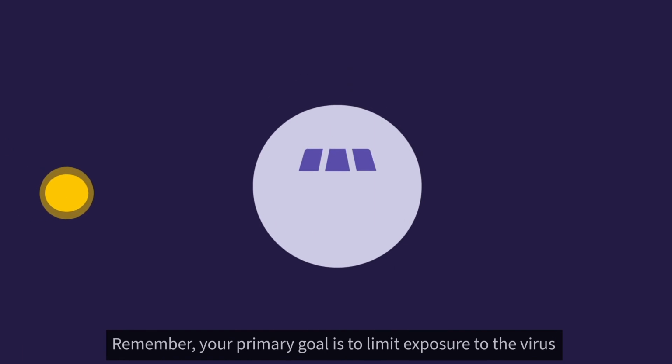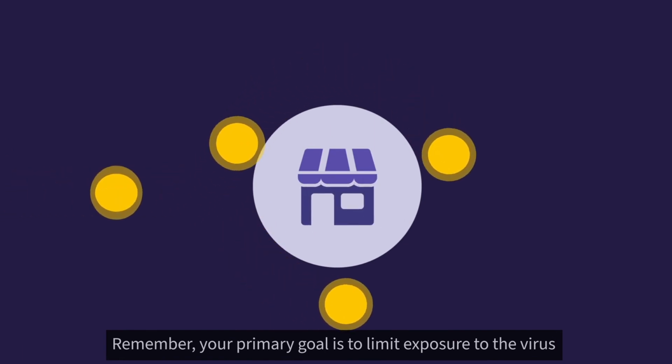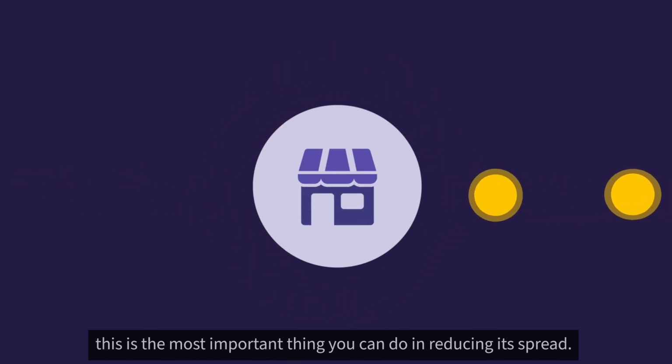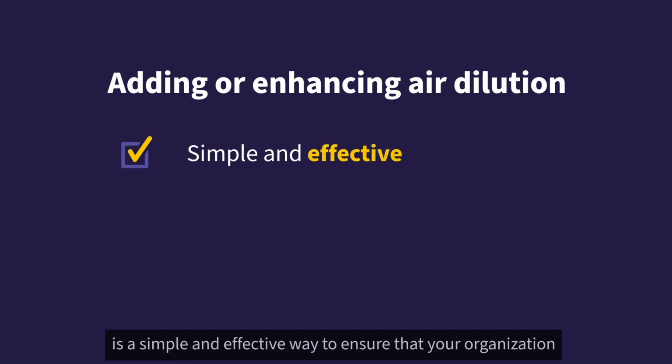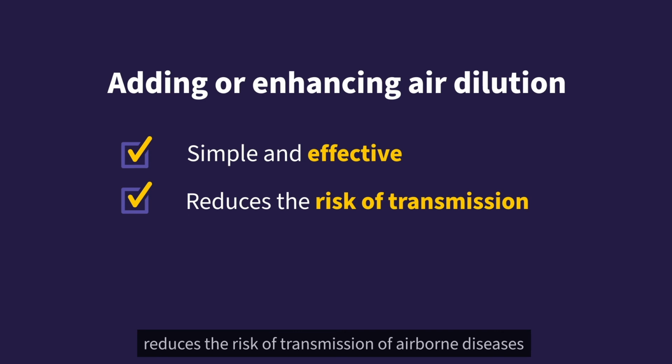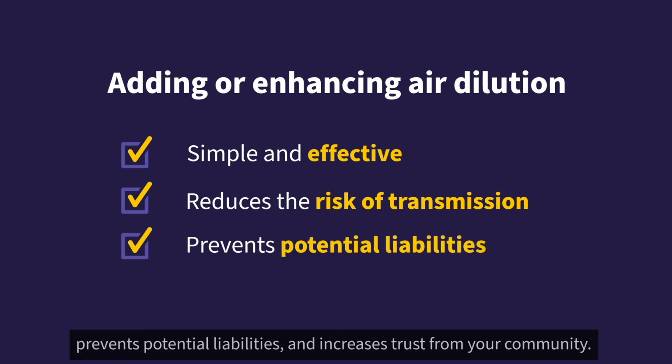Remember, your primary goal is to limit exposure to the virus. This is the most important thing you can do in reducing its spread. Adding or enhancing air dilution indoors, where people are at risk, is a simple and effective way to ensure that your organization reduces the risk of transmission of airborne diseases, prevents potential liabilities, and increases trust from your community.